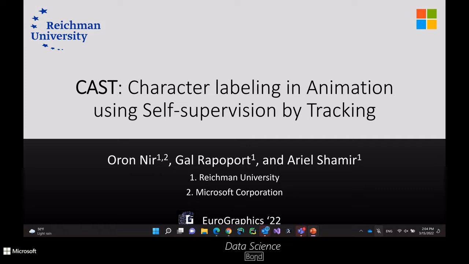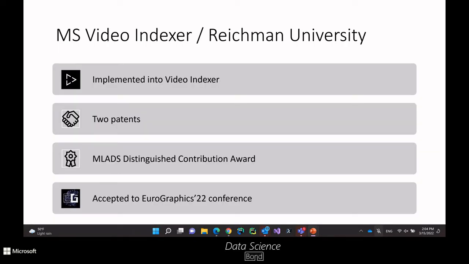The following work is a collaboration with Gal Rappaport and Ariel Shamir from Reichman University. And as mentioned, what started as a Video Indexer project, and two patents were issued on this work, and I even had the chance to present some of this work about 2 years ago here at the Bond. I think it was next to MLED's conference where this also was mentioned as part of the Distinguished Contribution Award on the conference.